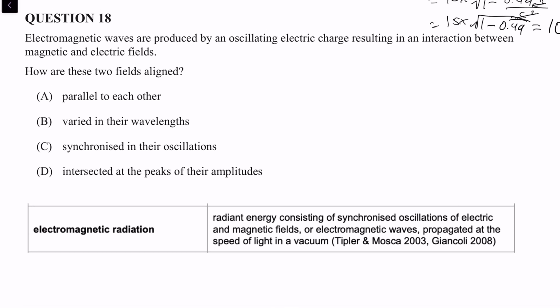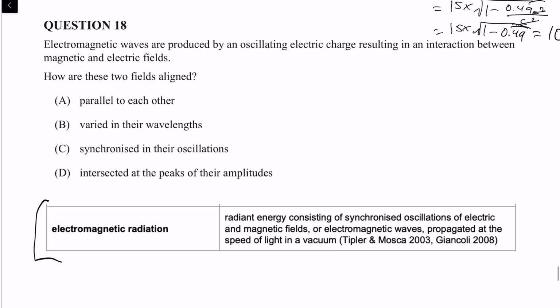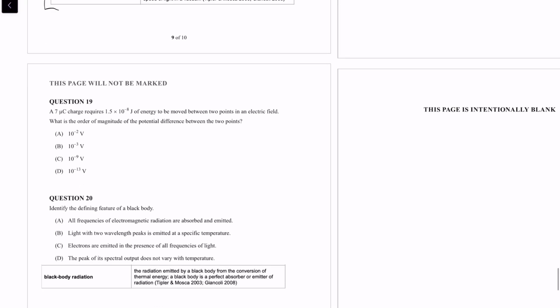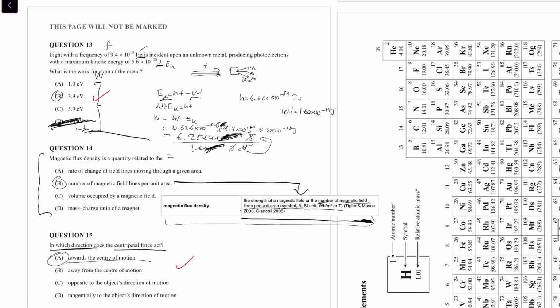Electromagnetic waves are produced by an oscillating electric charge resulting in an interaction between magnetic and electric fields. How are these two fields aligned? Well, again, from our syllabus glossary, we can just memorize this definition, all the ones in the dot points that we need to know, and we just know that electromagnetic radiation is radiant energy consisting of synchronized oscillations of electric and magnetic fields, which is what we're talking about here. Two fields that are aligned are synchronized oscillations there, basically. Okay, so all these are correct. Right here, just going to tick them now.